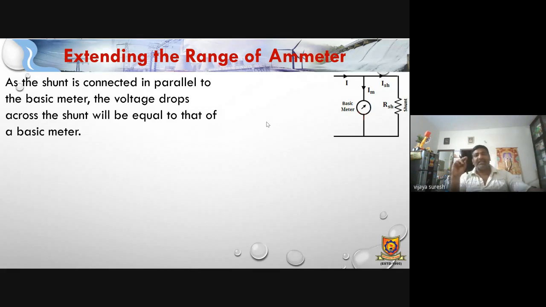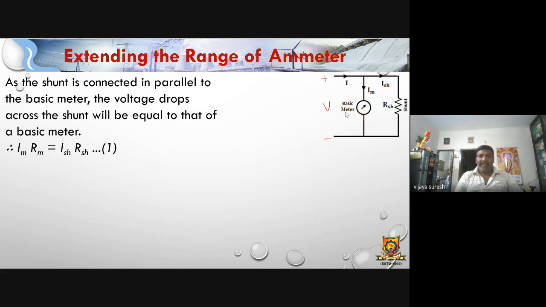So across the shunt resistance, the voltage is nothing but the voltage we have applied here. Let us say this is plus and minus. Here I have applied some V volts. So the same V volts is across the meter and the same V volts is across the shunt. In parallel we know that the voltage is constant.